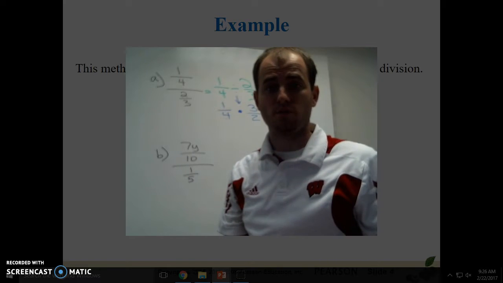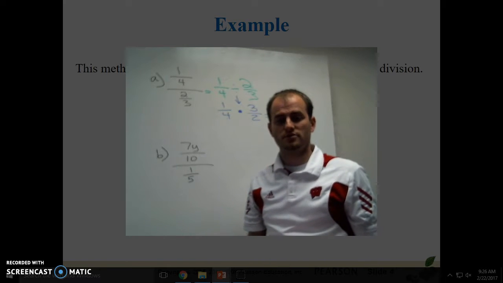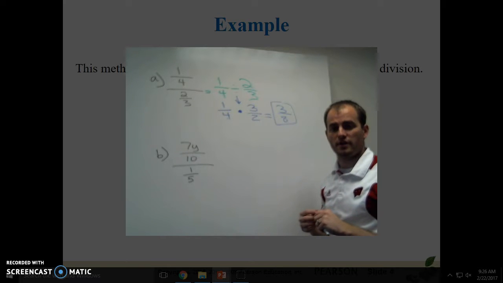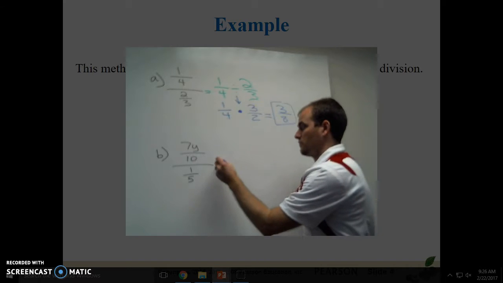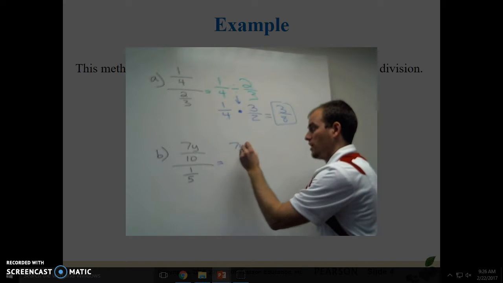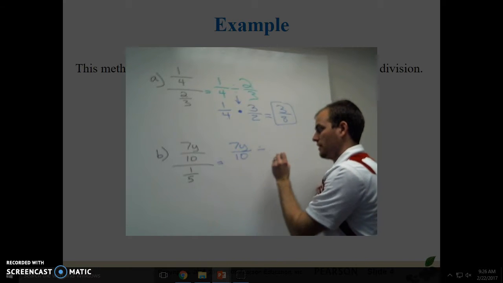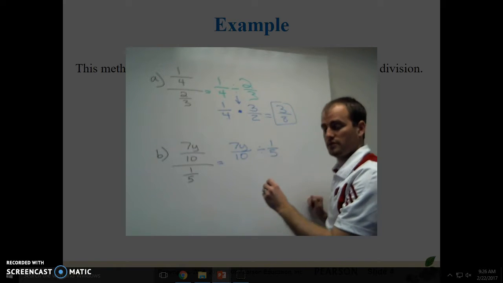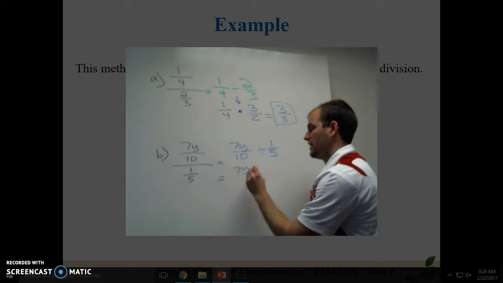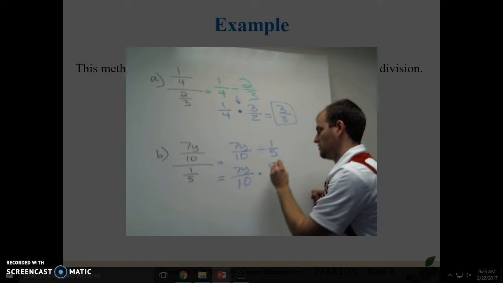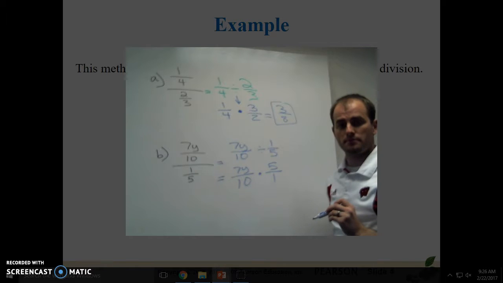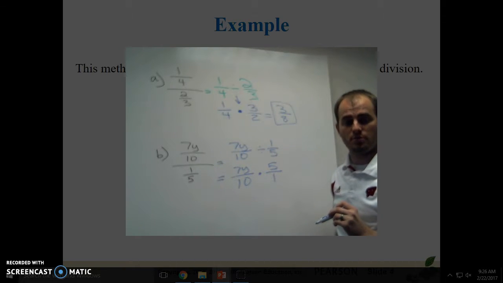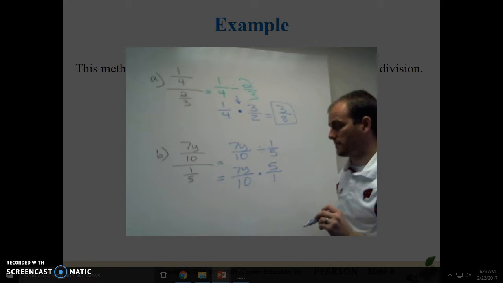Okay, let's take a look at another one. Letter B says 7y over 10 all over 1/5. Okay, so again, this means 7y over 10 divided by 1/5, which is the same thing as doing 7y over 10 times 5 over 1. Okay, because dividing is the same thing as multiplying by the reciprocal.